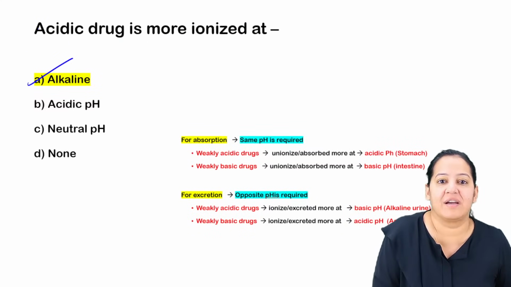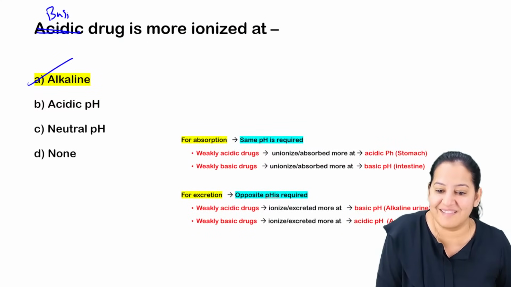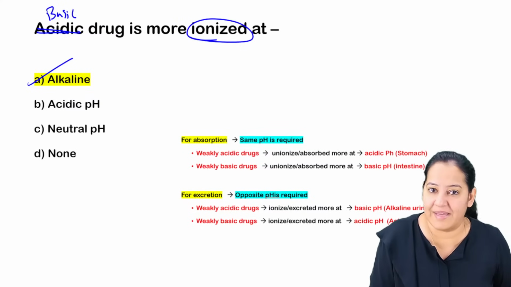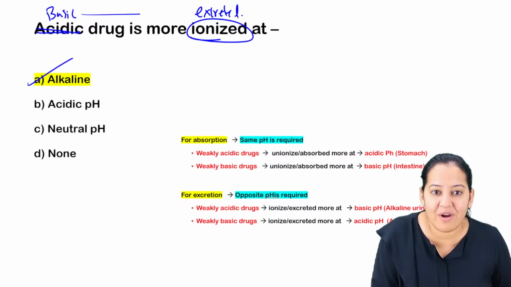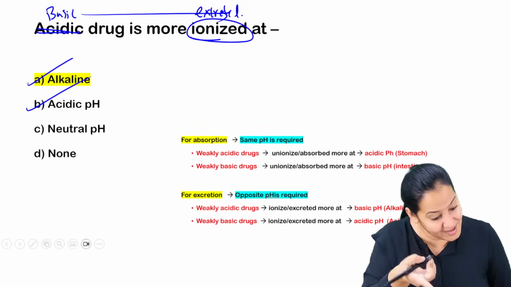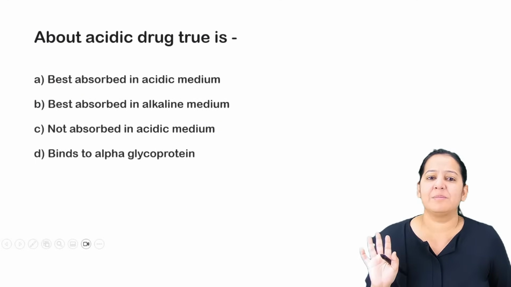And if I change here the question to basic drug, what is your answer? Here again, I am asking ionized. Ionized matlab excreted. Ionized ka matlab hai excreted. So basic drug is excreted in acidic pH. In that case, my answer will become B. So you get many simple questions on that.